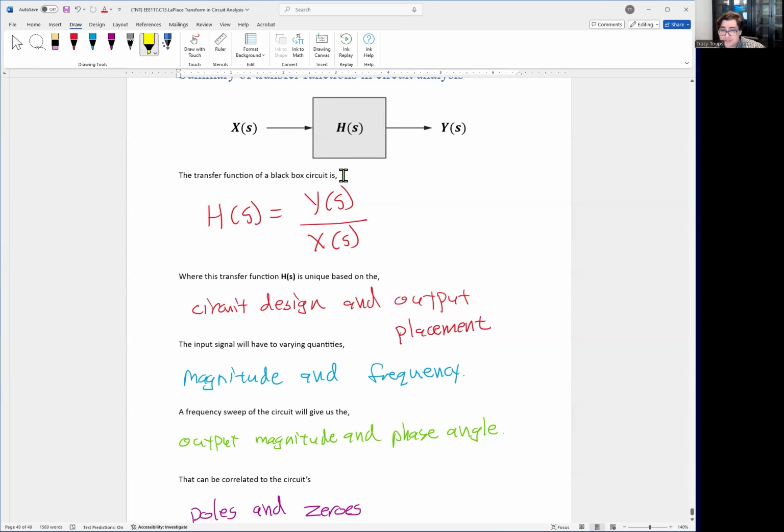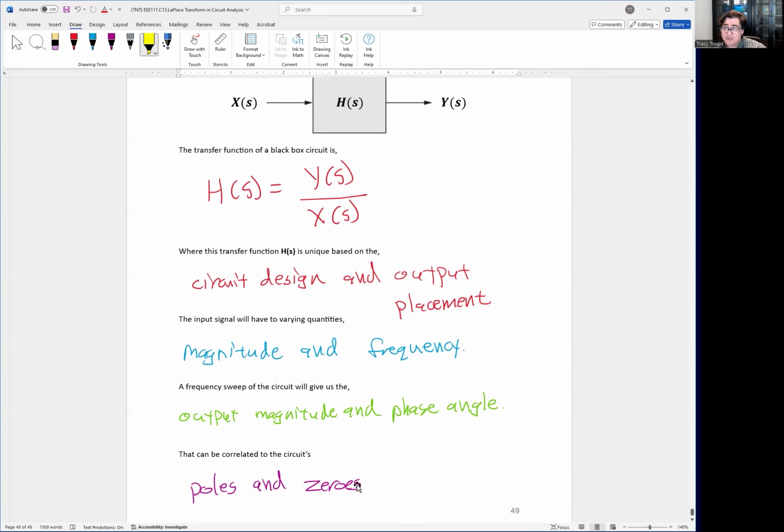Now, as long as the circuit stays the same, we could use the same transfer function and put in multiple input signals of varying magnitudes and frequencies, and we could do a frequency sweep to figure out what the output Y of S is going to be in terms of output magnitude and output phase shift. And then we can correlate our circuit to poles and zeros to know when the circuit's going to trend to zero, when is a circuit going to go to maximum power or maximum voltage. And poles and zeros are very important in circuit design.